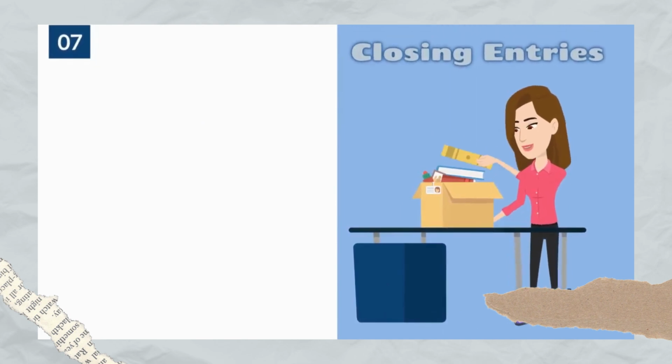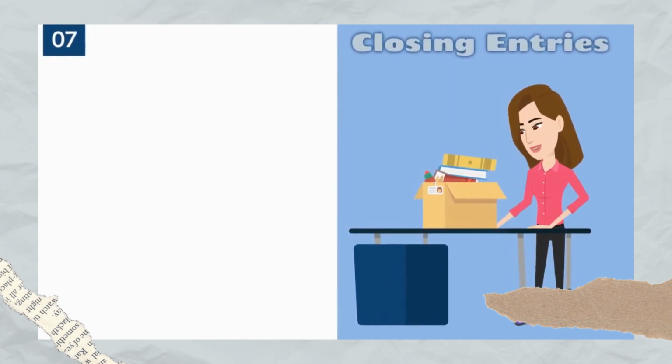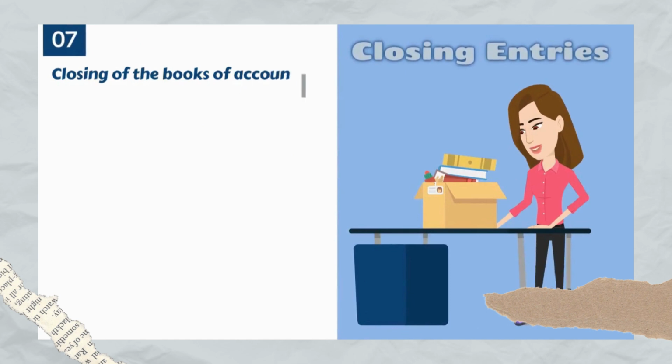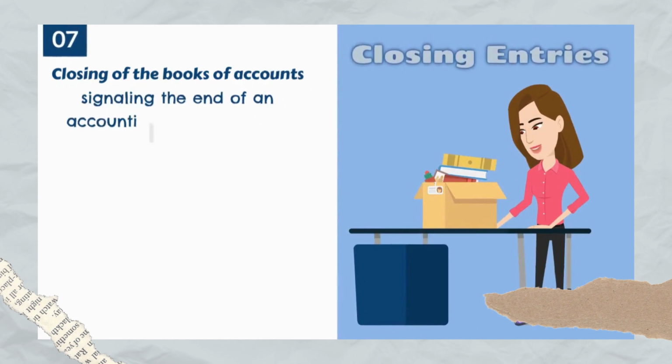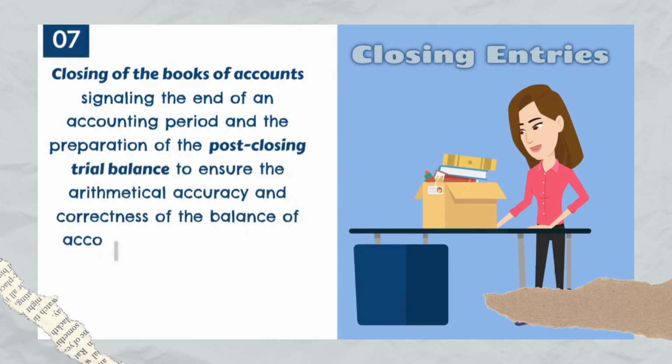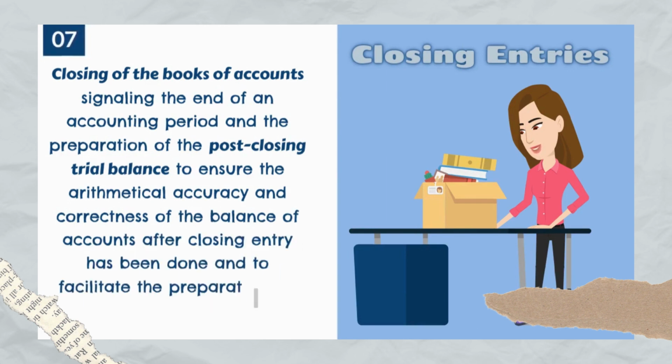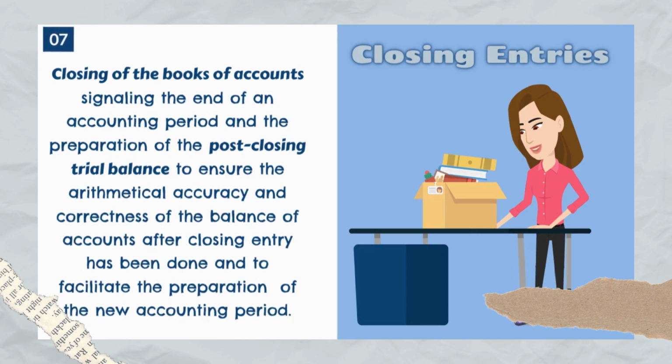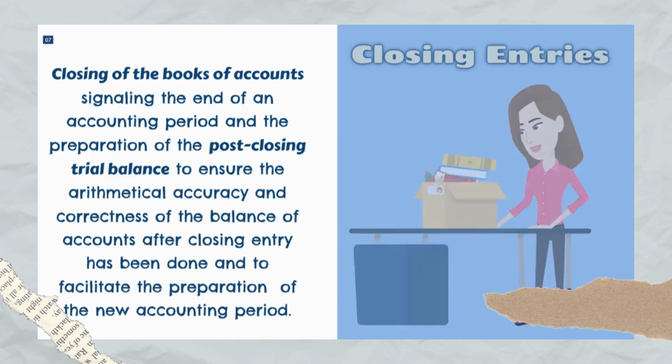Step 7. Closing entries. The work of an accountant does not end after the preparation of financial statements. Closing of the books of accounts signals the end of the accounting period, and the preparation of the post-closing trial balance ensures the arithmetical accuracy and correctness of the account balances after the closing entry has been done, and facilitates the preparation of the new accounting period.